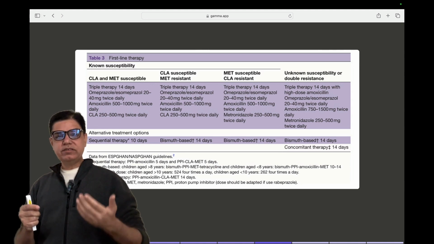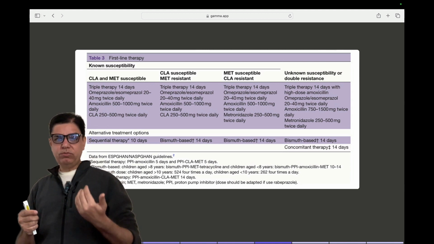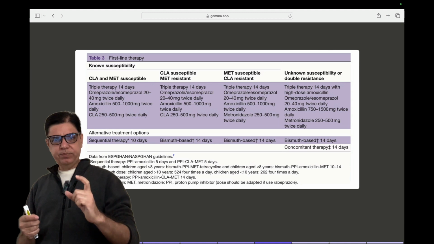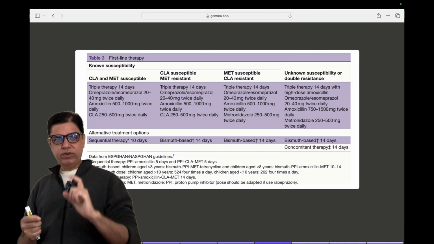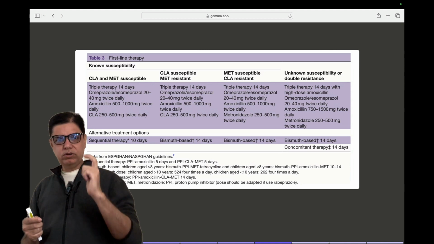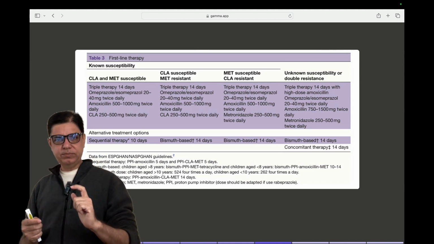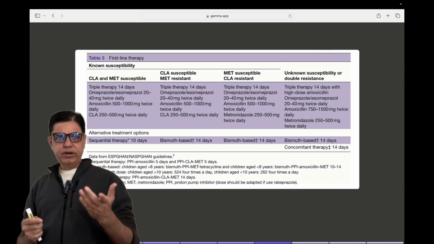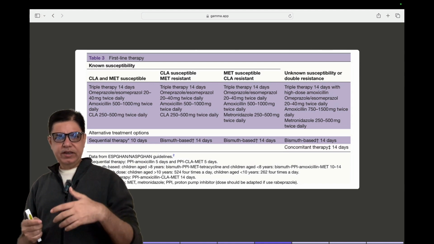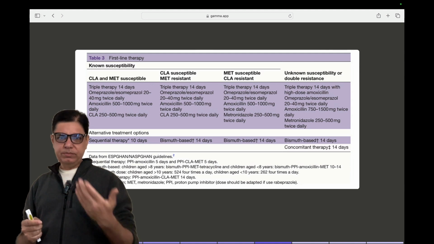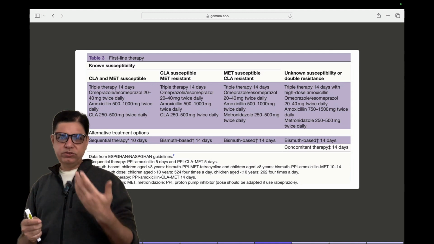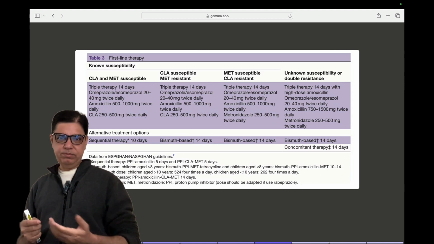And the third one is clarithromycin, where again the dose varies from 250 to 500 milligram twice daily. So if you see, all these medications are twice daily, whether it's omeprazole, amoxicillin, or clarithromycin. So where there is susceptibility, you will use omeprazole plus amoxicillin plus clarithromycin. Where clarithromycin is susceptible and metronidazole is resistant, again, it is better that you use the same therapy. So you will be using omeprazole, amoxicillin, and clarithromycin. The dosages are the same and the frequency is the same, BD.